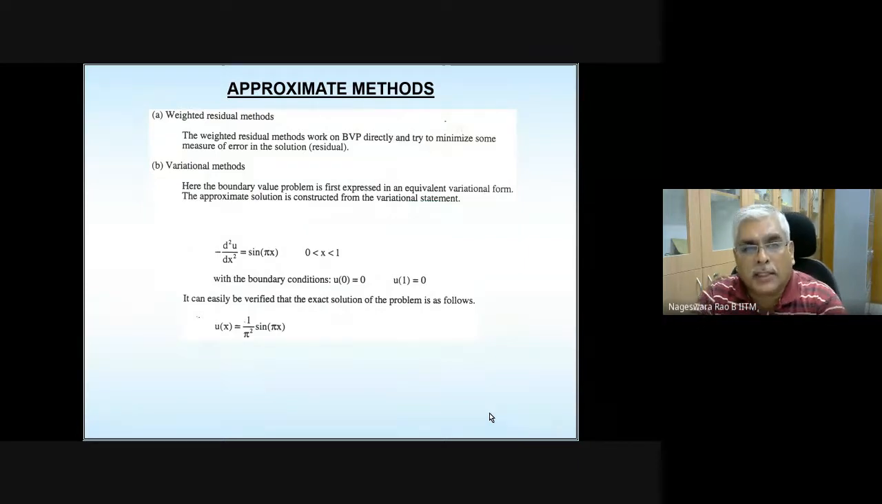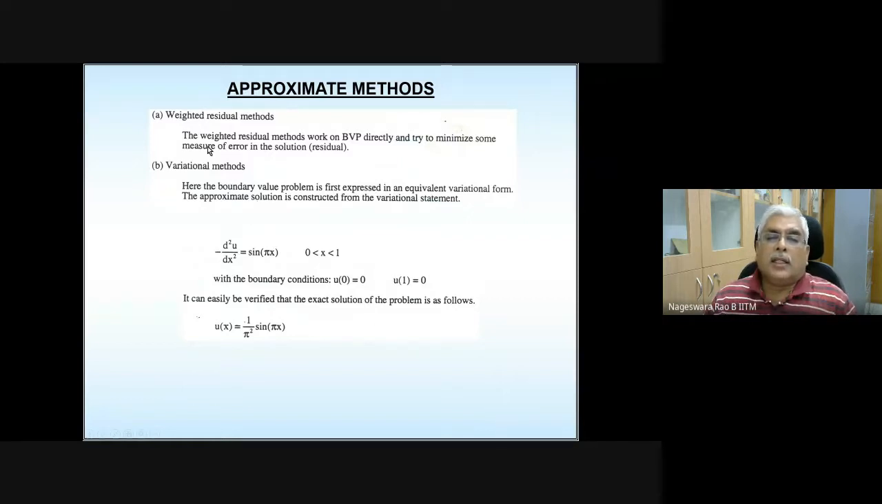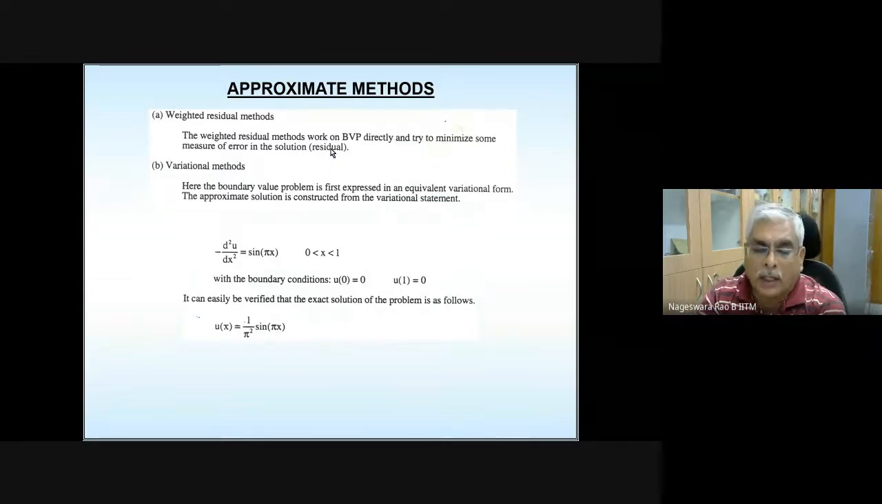So approximate methods can broadly be classified into two categories: weighted residual methods and variational methods. Yesterday, I explained to you in brief what is weighted residual method, and same is written here. Weighted residual methods work on boundary value problem. BVP is nothing but boundary value problem directly, and try to minimize some measure of error in the solution, which is called residue. Please mute your mic and also switch off your videos.